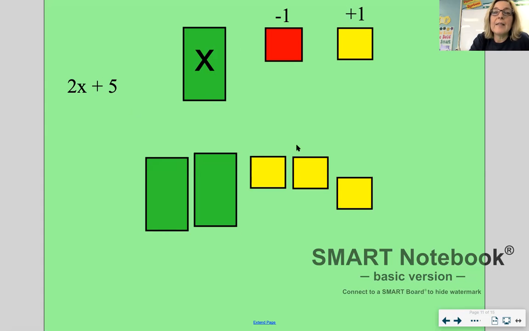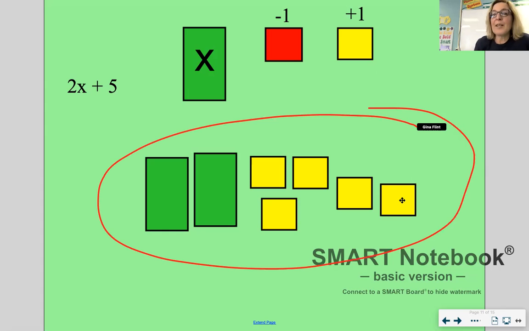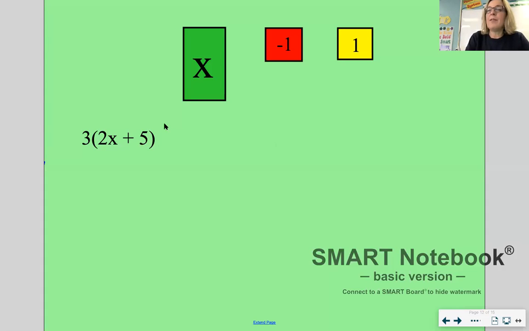And when you put all that together, this is 2x plus 5, okay? It's just done visually, okay? And we're going to use that to help us understand the distributive property. All right, so let's look at what this says.